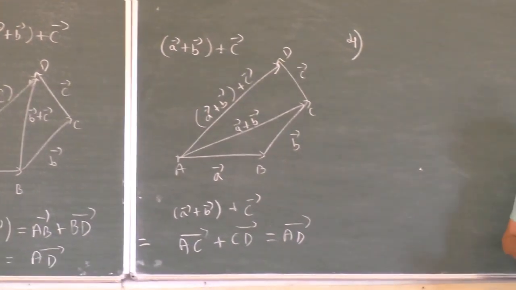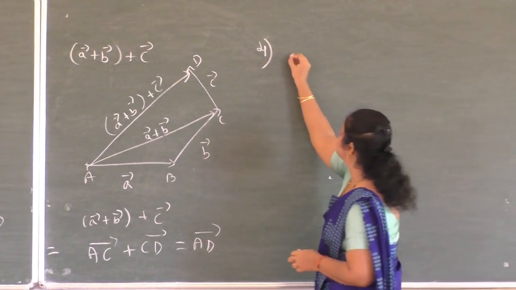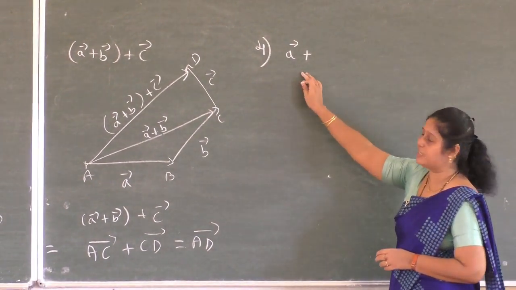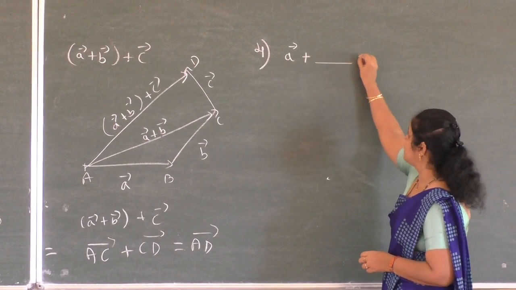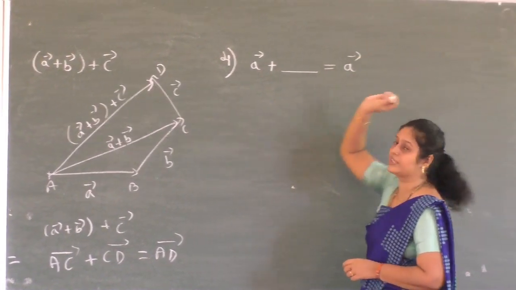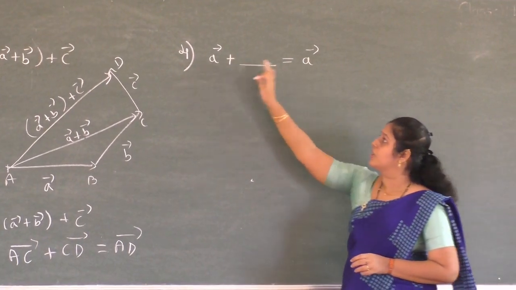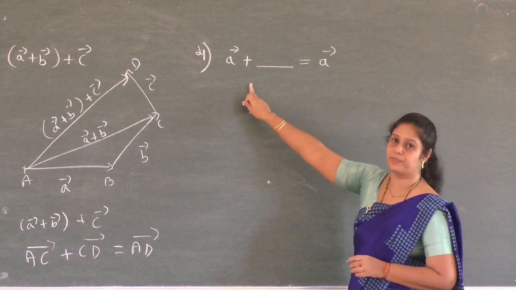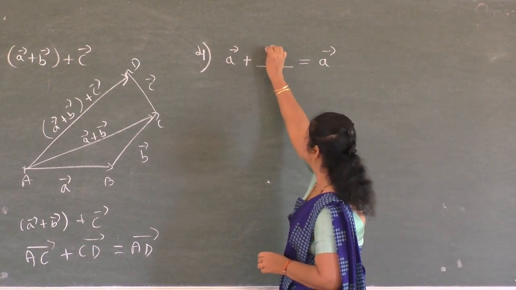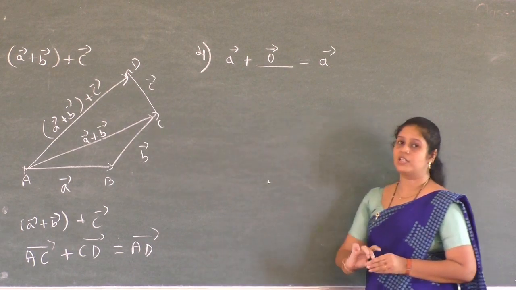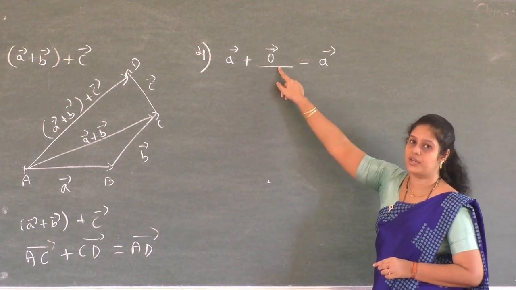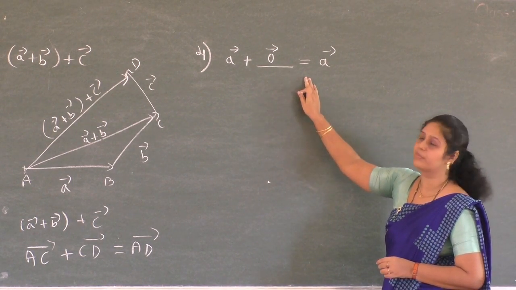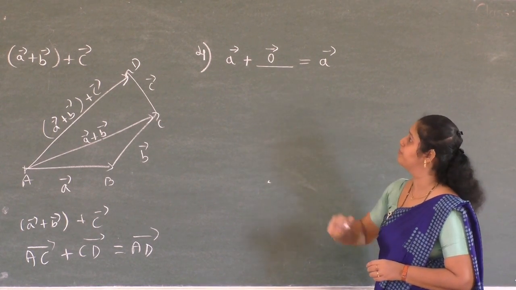Then the fourth property, identity: vector A plus some vector is equal to vector A. So by adding which vector are we getting the same vector on addition? That is the null vector. Here the null vector is called the additive identity. So this is called the identity property or identity law of vectors under addition.